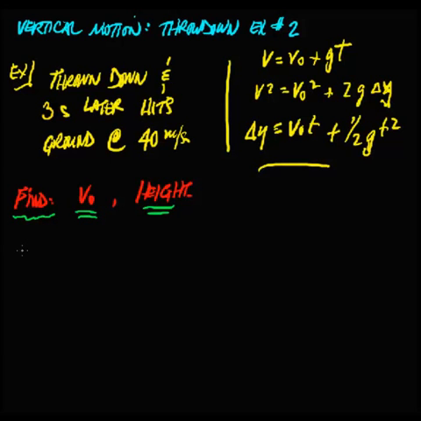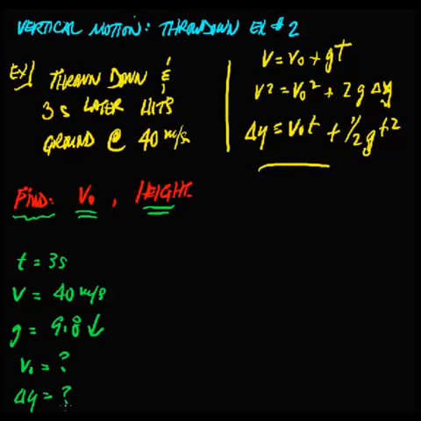So if we pull out the information we already know here, it's going to be time is 3 seconds, final velocity is 40 meters per second. We still know that gravity is 9.8 because it doesn't say anything about being somewhere else other than the Earth, and it is downwards. What we don't know is initial velocity, and we don't know the height. So that's what we're asked to find here. Okay, so what we're going to do is go ahead and solve this problem.